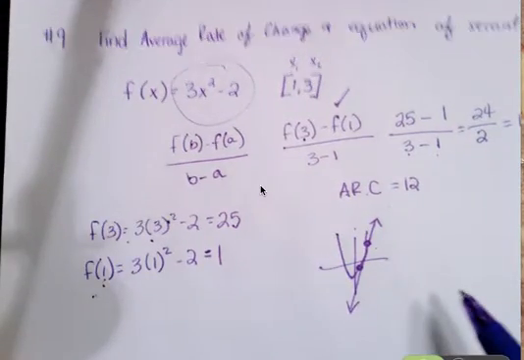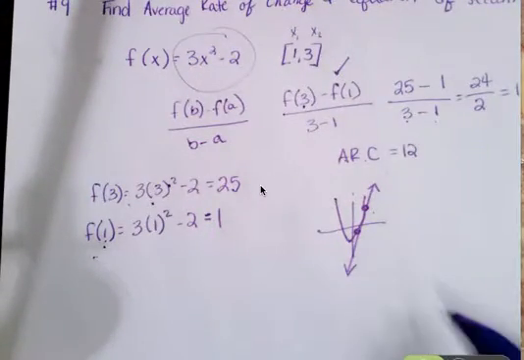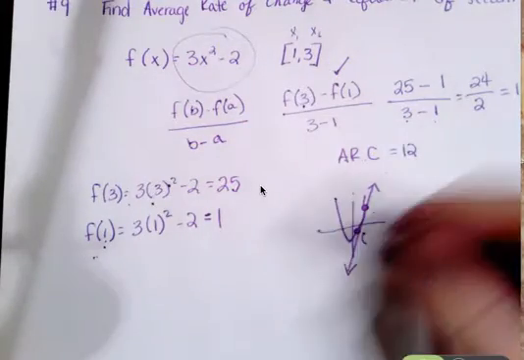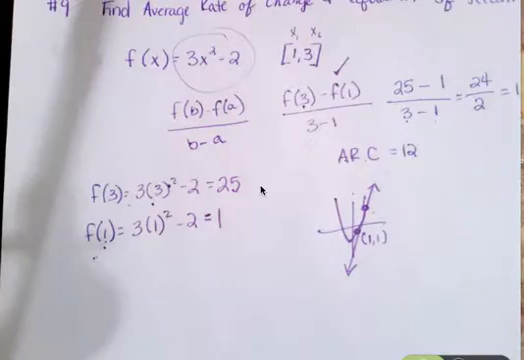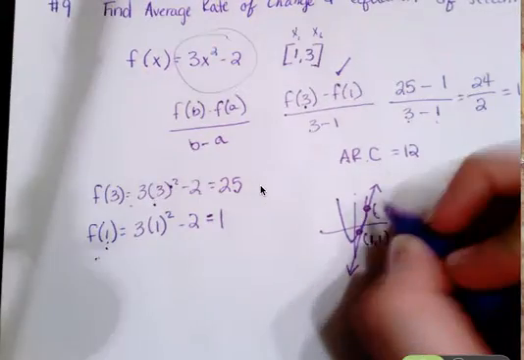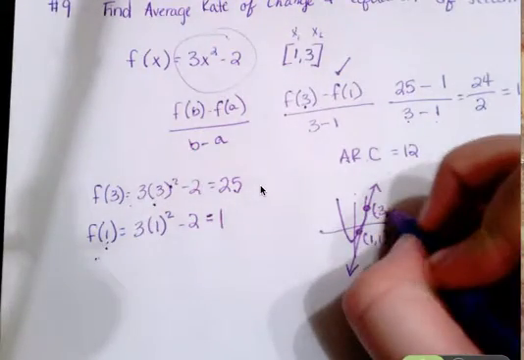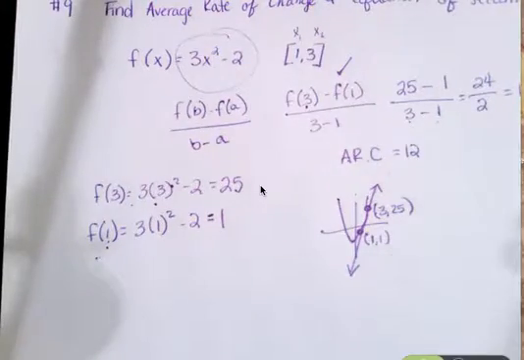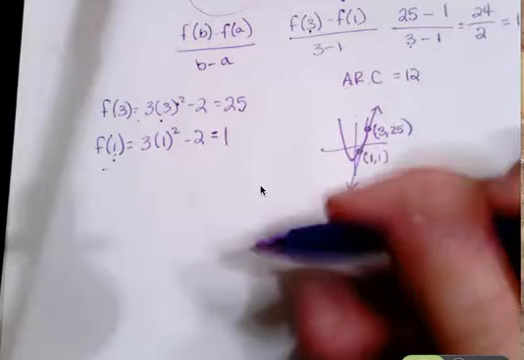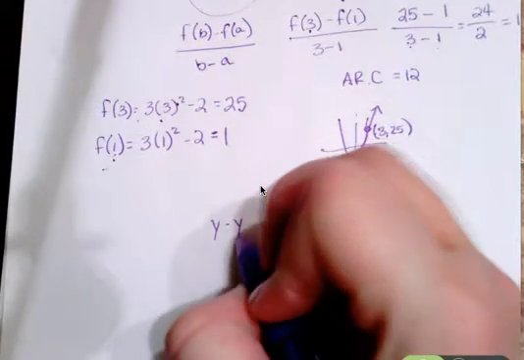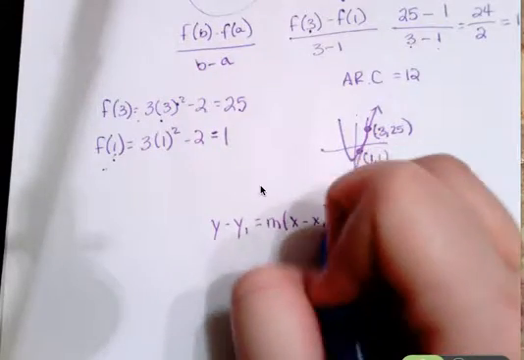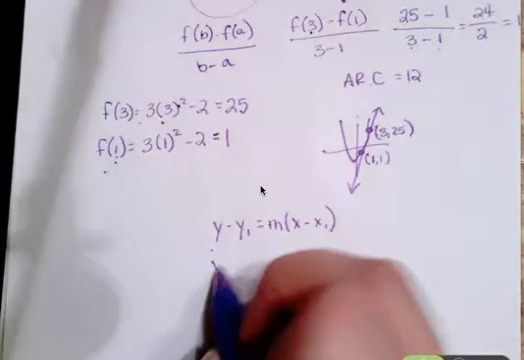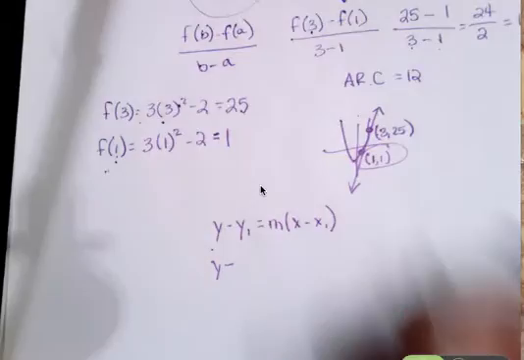So now to do the line, there's 2 ways you can do it. Remember, this point is technically, when I plugged in 1, I got 1. So my drawing isn't perfect. But then when I plugged in 3, I got 25. So we have the slope and 2 points. I would choose to use point slope form, which is y minus y1 equals m times x minus x1. Then our y never changes. And then you choose a point. I'm going to do (1, 1) because it's easy.